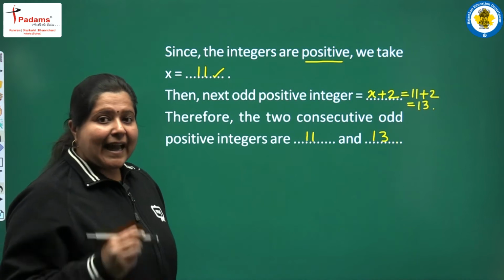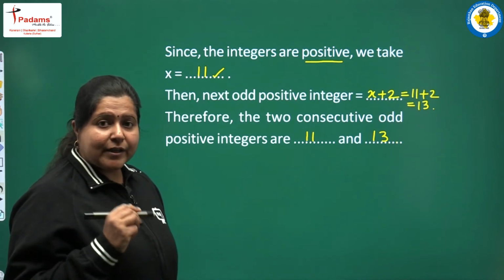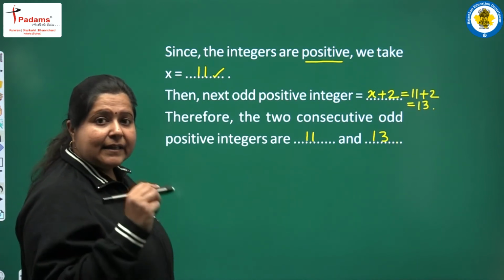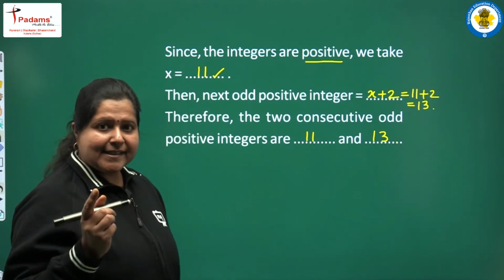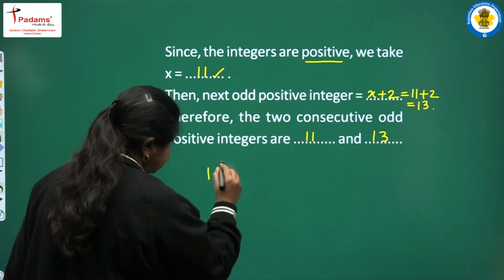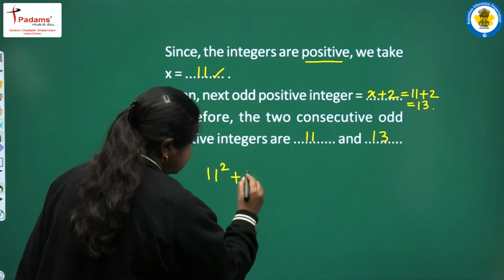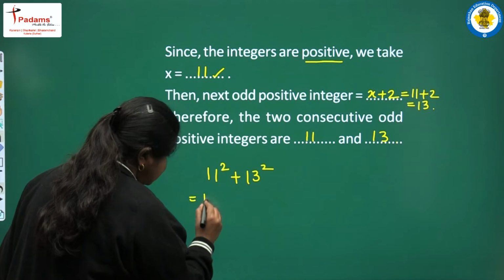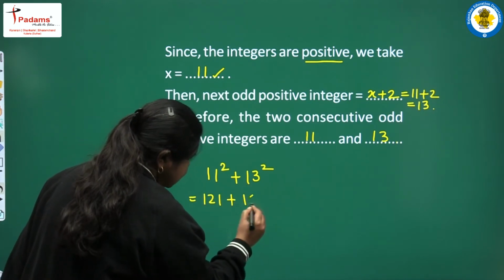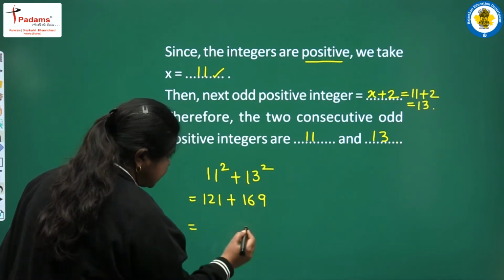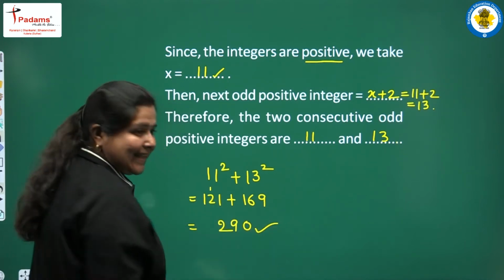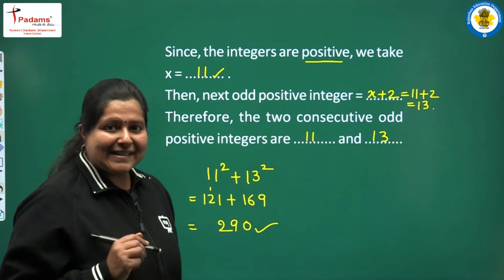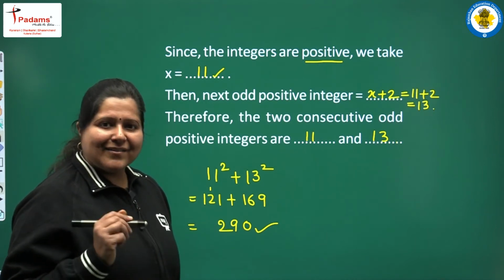Got the answer? And again we can check the answer. What has been given in the question? That the sum of the squares of these integers is 290. Let us see by squaring these integers. 11 square plus 13 square. 11 square is 121 and it is 169. Add करिए 9 plus 1 10, 1 carried it will be 9 and 290 is their sum. So the condition is being satisfied and this is the right answer.